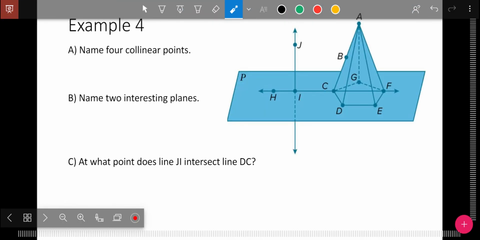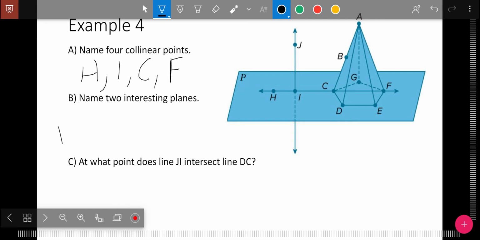And so let's just look at this last example. Name four collinear points. There's only one place in this picture. Where do you see 4 points on the same line? A, B, C are all on the same line, but that's only 3 points. C, G, F, E, D are all in the same pentagon over here, but that's not a line. It's not straight. Hopefully you've noticed by now there's only the one line with 4 points on it. It's got H, I, and then C, and then F.